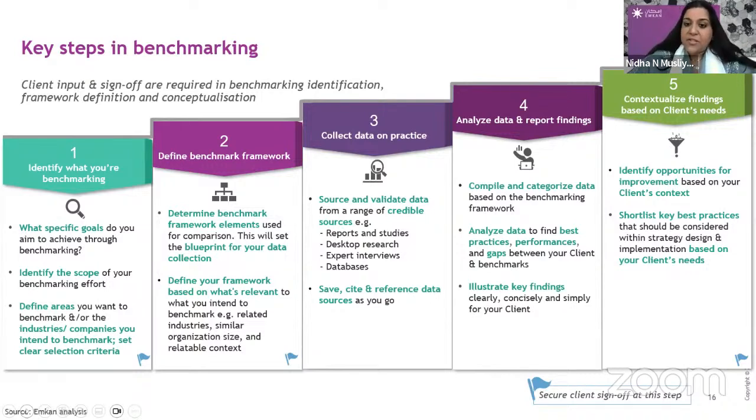And then finally, of course, contextualizing findings based on a client's needs. When you're looking for areas of opportunities for improvement or shortlisting best practices, always come back to your client's needs, the client's context. It might have worked really well in another country. A best practice might have worked really well in another company, but does it actually suit your client's purpose, your client's context, your client's current capacity? These are all keys that you need to look at when you're contextualizing the findings, before you present them to the client. So again, getting client sign-off at this step is also integral. It's very vital because this then feeds into how you would go about designing the strategy, as we saw from the previous slide. Right. Next slide, please.